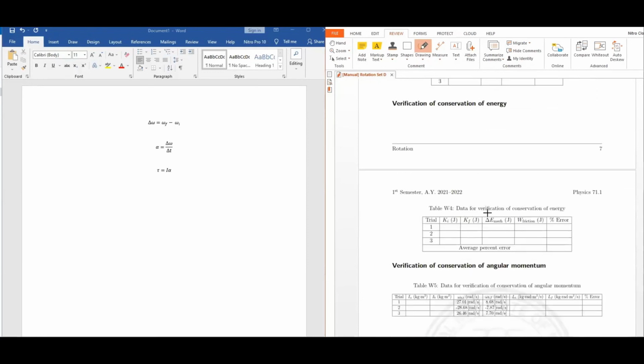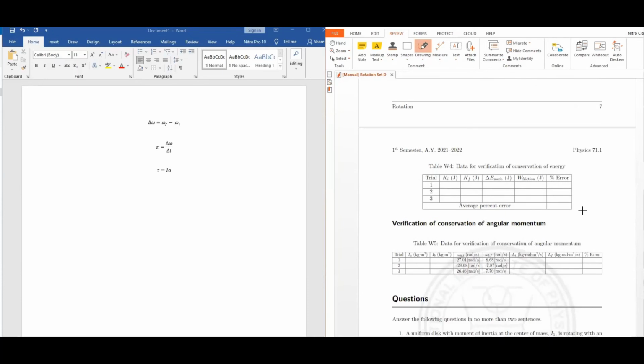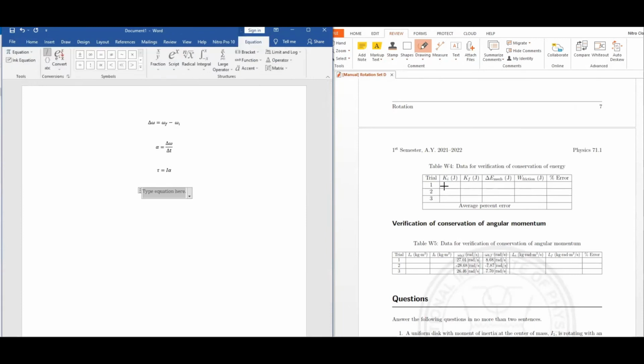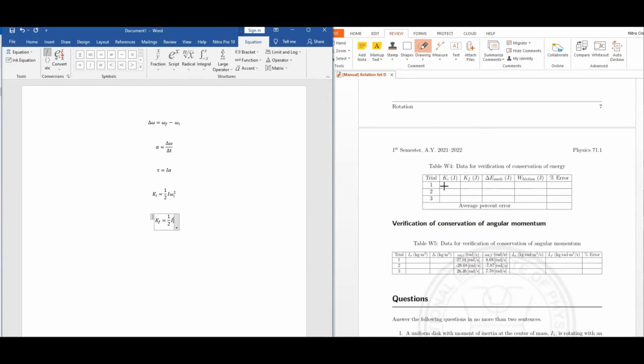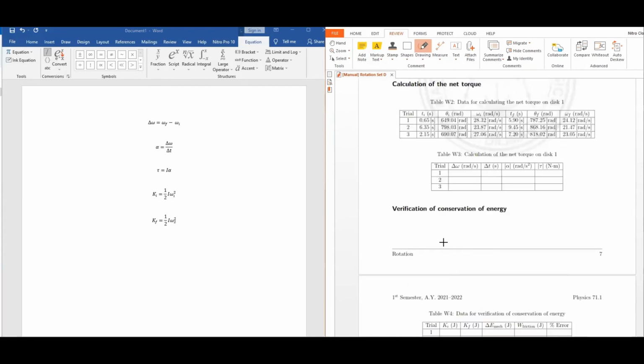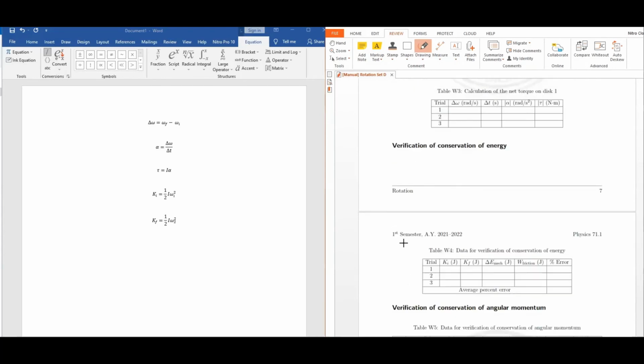So, data for verification of conservation of energy. So, ngayon, you have your Ki. So, this is, again, rotational motion ito. So, one half I omega i squared. Similarly, your final kinetic energy is ganitong formula rin. So, you have here trial 1, 2, 3 kasi meron tayong trial 1, 2, 3 na basis for tables 3 and 4.